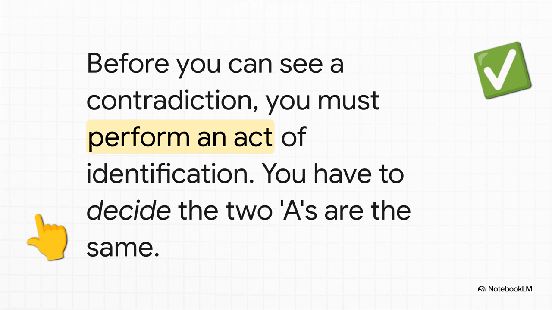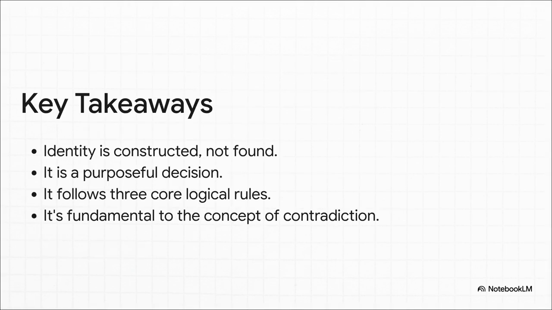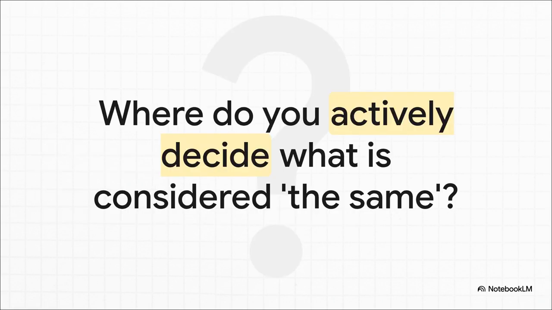So let's just quickly recap the main points. Identity isn't something we just find lying around. It's something we build. It's a decision we make based on a purpose. It has to follow three core logical rules. And, maybe the wildest part, it is the invisible foundation that makes the very concept of a contradiction possible. And that leaves us with one final question to think about. If this is true for something as fundamental as logic, where else in your life are you doing this? When you talk about people, or ideas, or even your own experiences, where are you actively deciding what gets to be the same, and maybe more importantly, why?